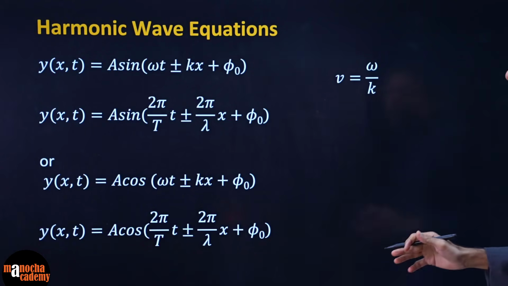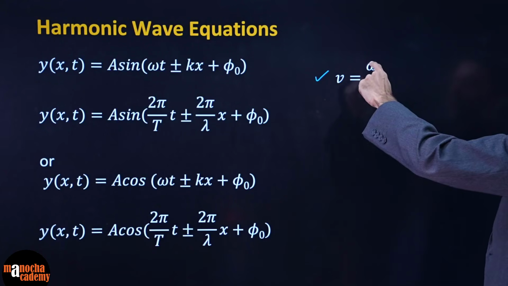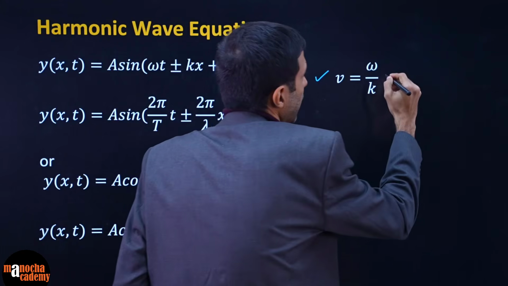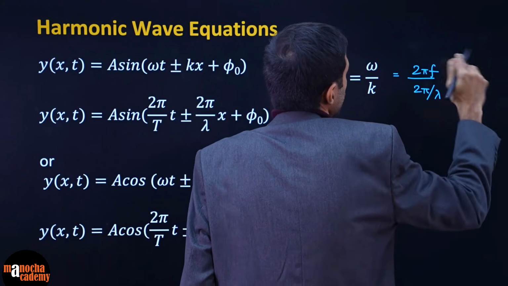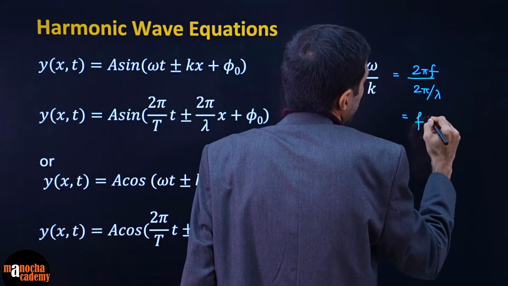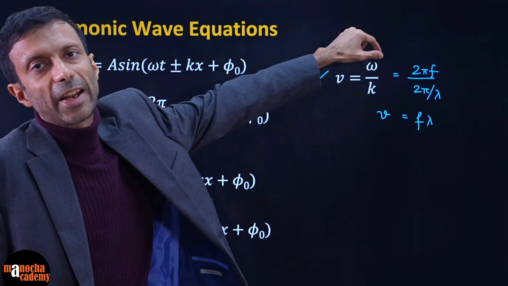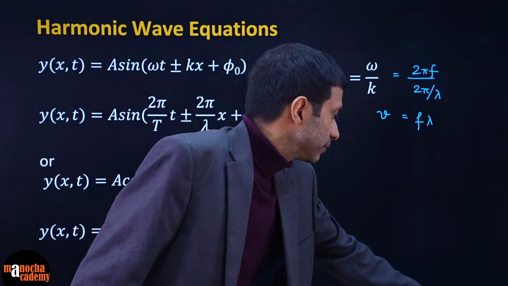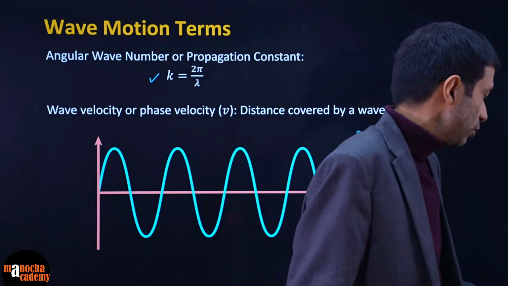And for the velocity of the wave, there is a nice formula. One is f lambda, and it is also equal to omega by k. You can check it here, because remember omega is 2 pi f, k is 2 pi by lambda. If you work it out, you will get f lambda. This is the basic velocity formula: omega, your angular frequency, divided by k, the angular wave number or propagation constant.